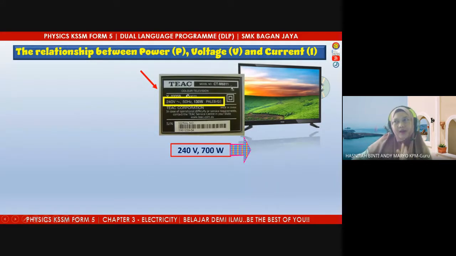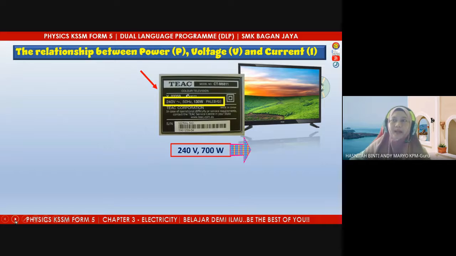Okay, have you ever seen this label at the back part of your electrical devices? Later you go and look at your refrigerator, your television, your iron. Okay, you can see this label behind them. We call this a voltage level. So what does it show? This is one example of a color TV. It is labeled with 240 volt. This is the frequency, 50 hertz. This is the power, 130 watt. So this TV operates at 240 volt, 130 watt.